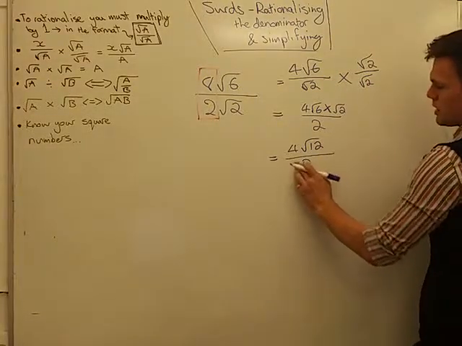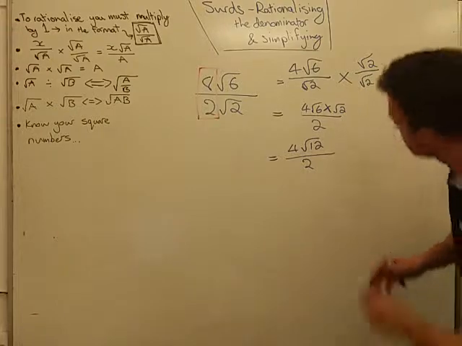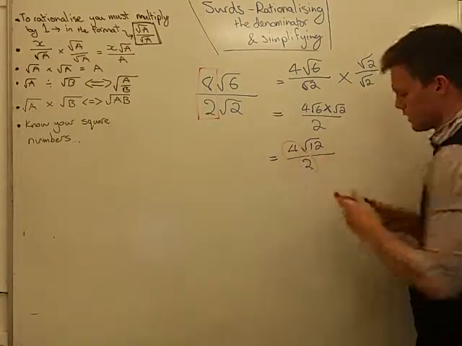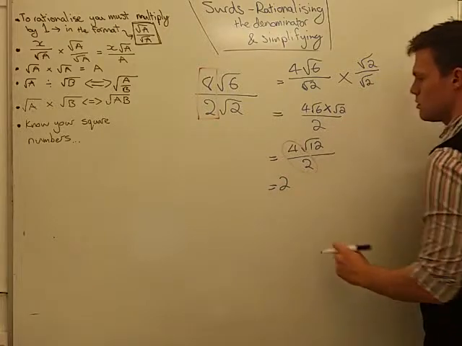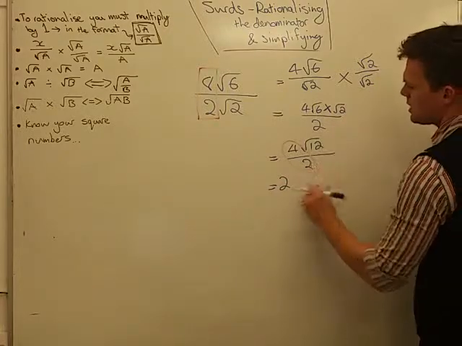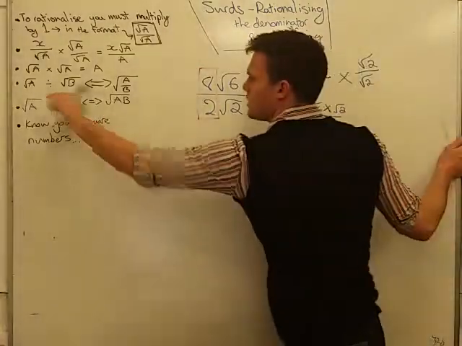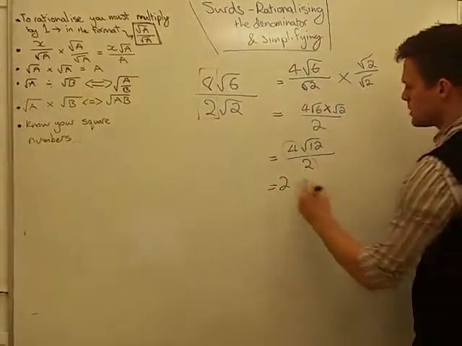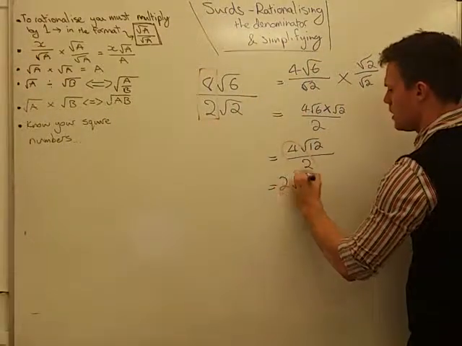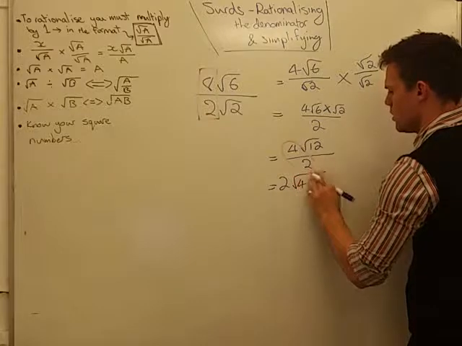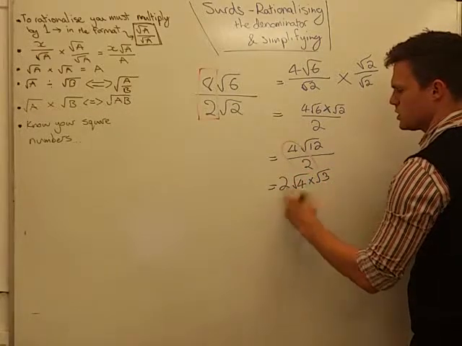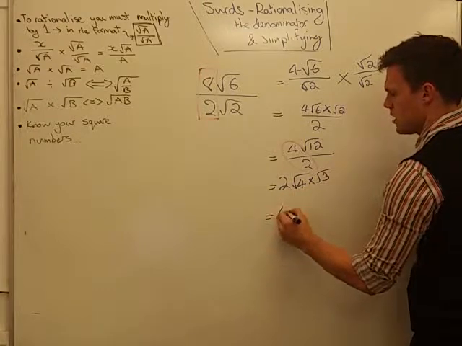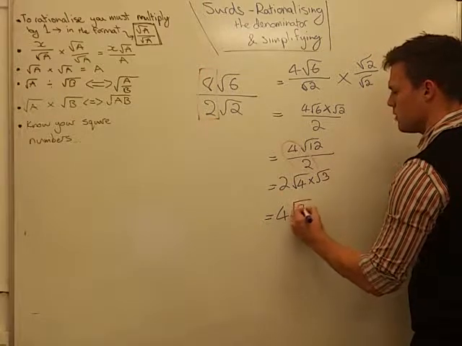Now at this point here, I can resolve this section. This is 4 divided by 2, which is just going to give me 2. And now I can think of my root 12, and I'm going to go backwards like that. Again, I'm thinking square numbers. I know that root 12 is the square root of 4 times the square root of 3. Square root of 4 is 2, and 2 times 2 is going to give me 4. So we end up with 4 root 3.